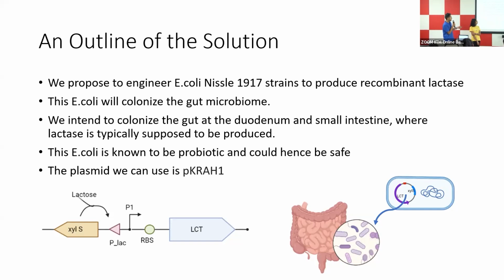Further, we plan to use the pTrcHis plasmid. Here we have made an outline of the gene sequence that we wish to insert in the E. coli. The interesting part that we would like to point to is that it's going to be regulated by an inducible promoter, and the induction will be done by lactose itself. So when the lactose concentration in the small intestine goes up, then the E. coli will produce the lactase using the LCT gene, which is the gene that produces human lactase.